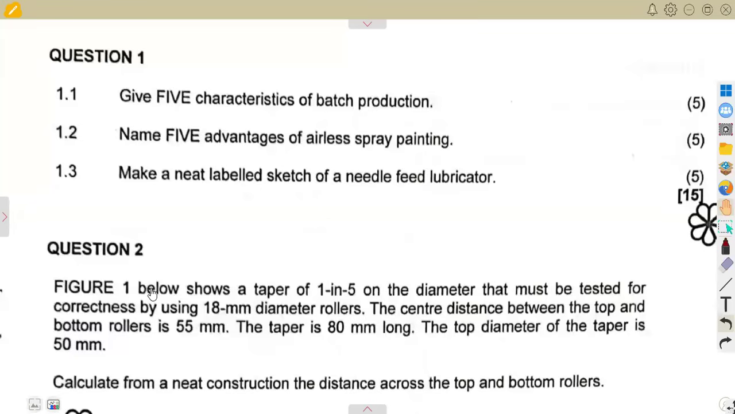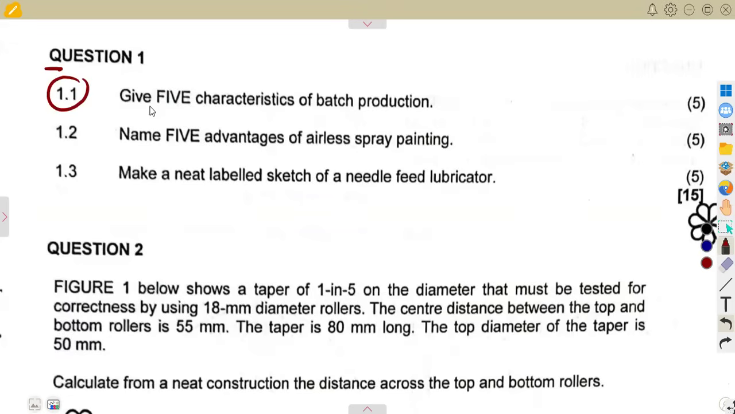All right, guys, this is the November 2023 exam that we are going to take a look into before our examinations, so that we can at least have something that we can use in our revisions. We were given the full paper. So let us consider the first part of our question, which is 1.1.